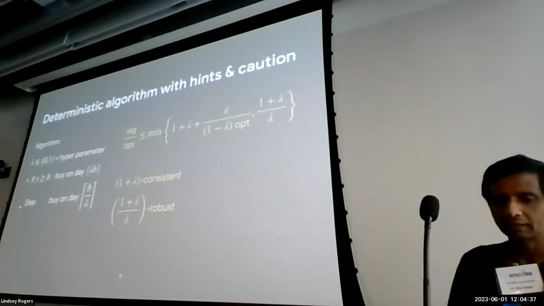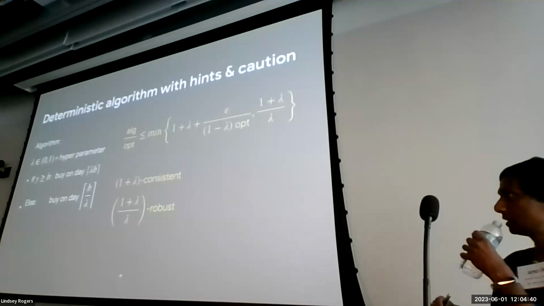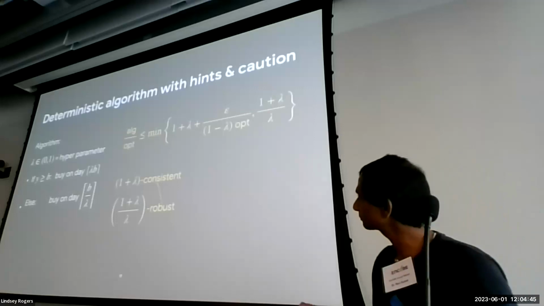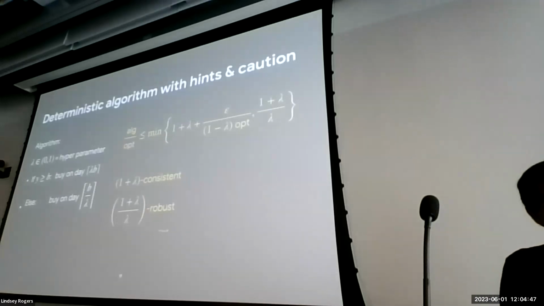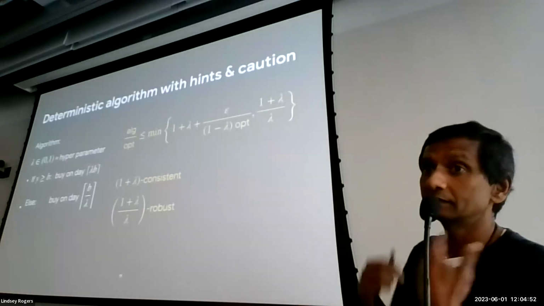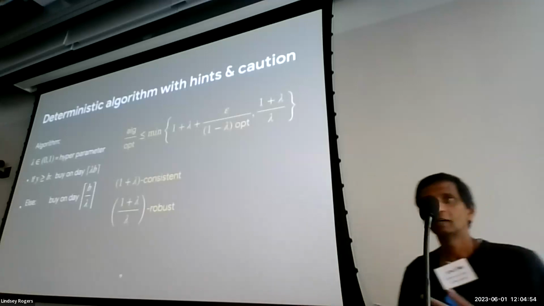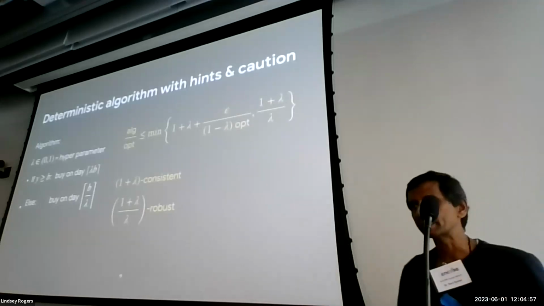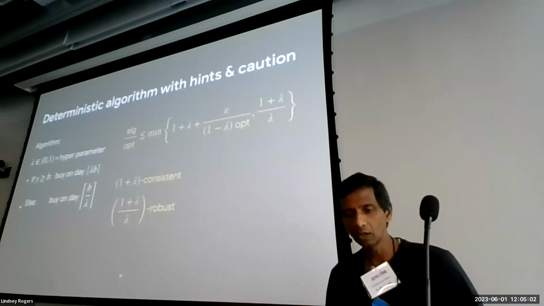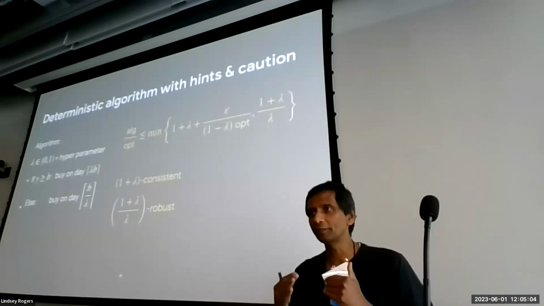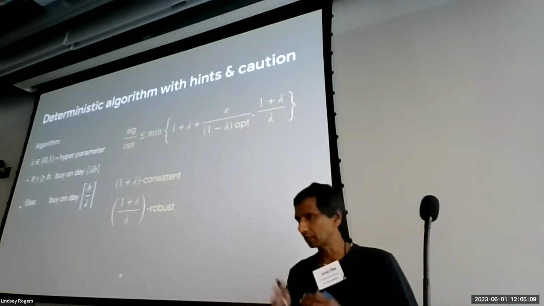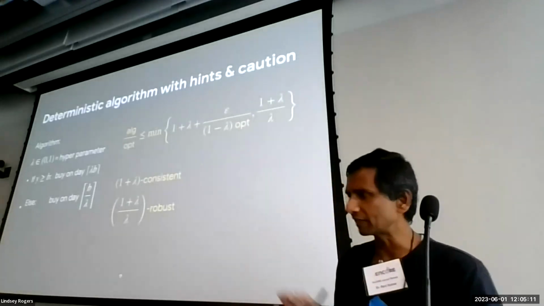And what I can show is that this algorithm is 1 plus lambda consistent and 1 plus 1 over lambda robust. It has all the nice properties. Okay, this is an easy thing to work out. And depending on how much I trust the ML model or oracle, I can vary lambda. So lambda is kind of a hyperparameter that's outside the system. This gives some hope of achieving both consistency and robustness by playing around with the algorithm a little bit. And that will be a theme in the talk.